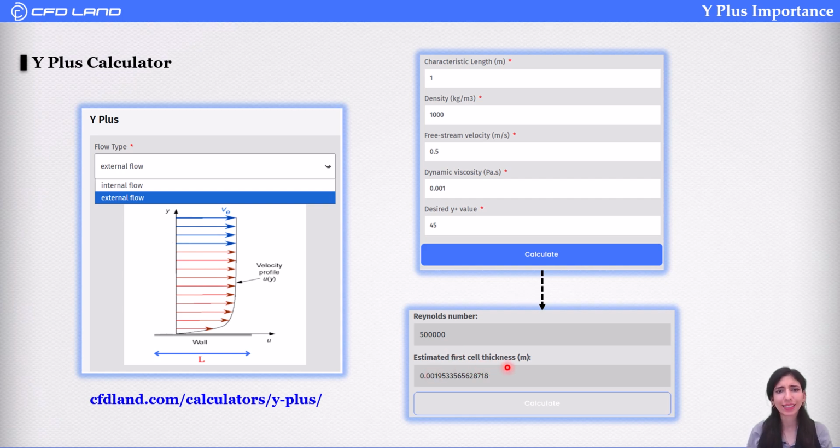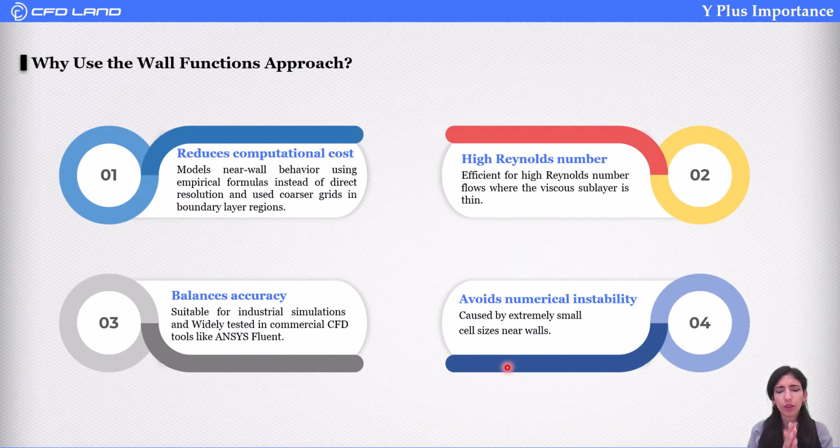So at the end, is it useful to use wall function approaches? Yes! You don't have numerical instability. It reduces computational cost, works for high Reynolds number, and has the accuracy you are looking for.